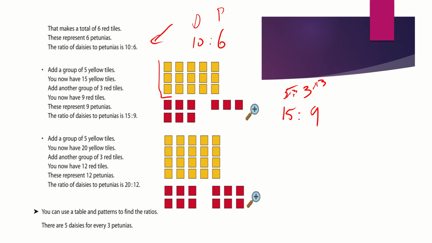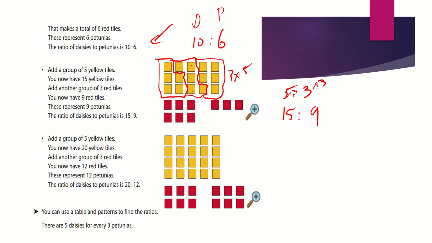So I went 1, 2, 3, 4, 5, boom. Okay, 1, 2, 3, 4, 5. And now we have a third group of yellow tiles with 5. So we have 15. We have 3 groups of 5. 3 times 5 is 15, guys.